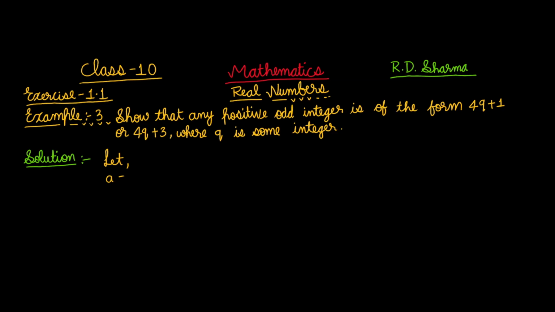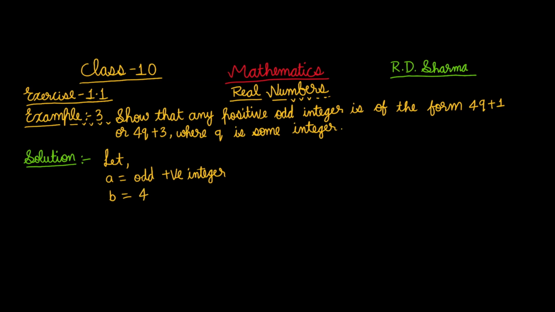a is equal to an odd positive integer and b is equal to 4.